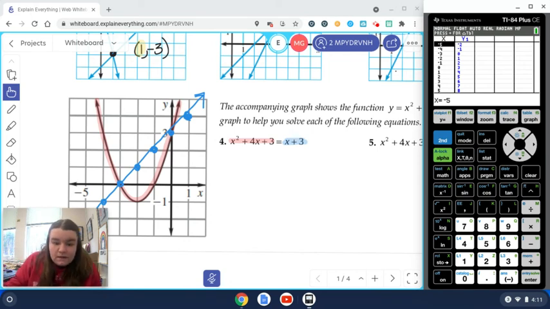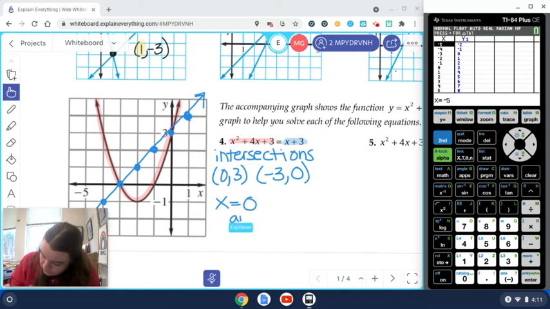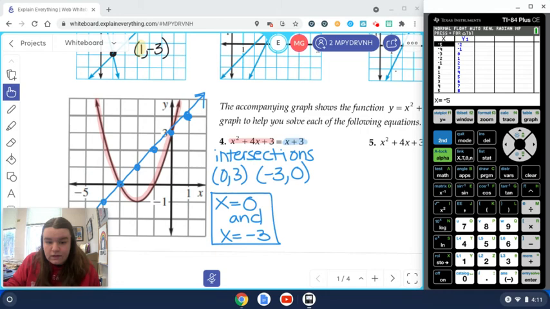So looking at my intersection points here, I have the point (0, 3). And I also have the intersection point here, (-3, 0). Now, our equations were x squared plus 4x plus 3 and x plus 3. So that means the x coordinate is what we're looking for. So my solutions are x equals 0 and x equals -3. We only want the x coordinates.